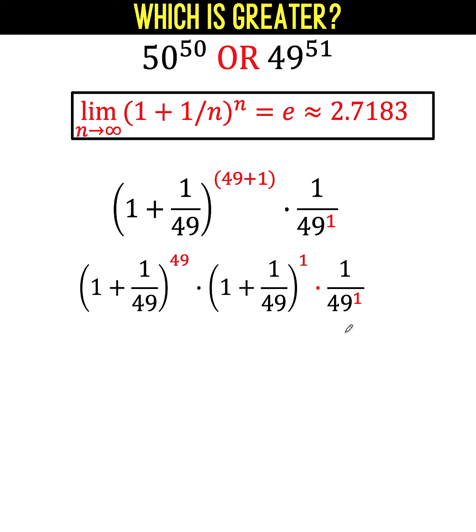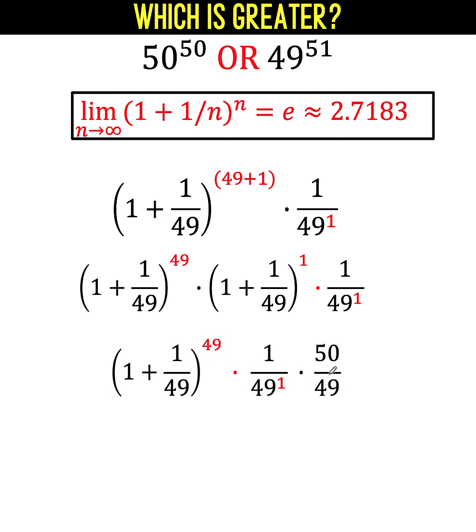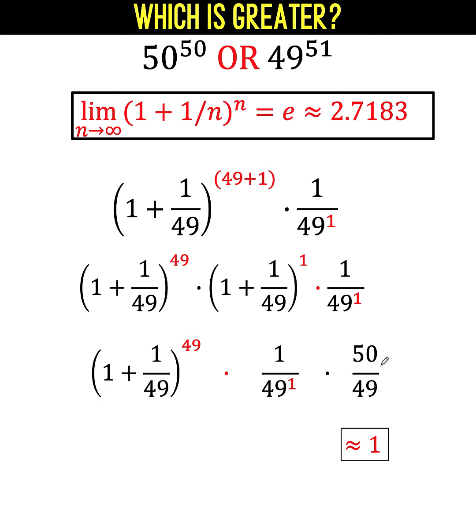So let's take care first of the one at the right. 1 plus 1 over 49 is 50 over 49. Copy all the rest. And let's rearrange the factors using the commutative property of multiplication. The reason is we want to know what is the product of these first two factors. And we already know that this third factor is approximately equal to 1, a little greater than 1.